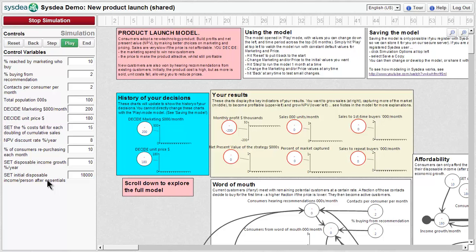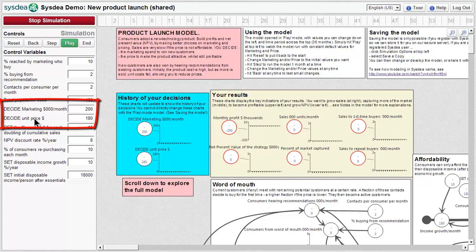But what I've done in these models is I've highlighted the things I want people to use when they are trying to work as if they were a management team. So the management team here have got two decisions to make. How much am I going to spend on marketing? That's a decision. And how much am I going to charge for the product?